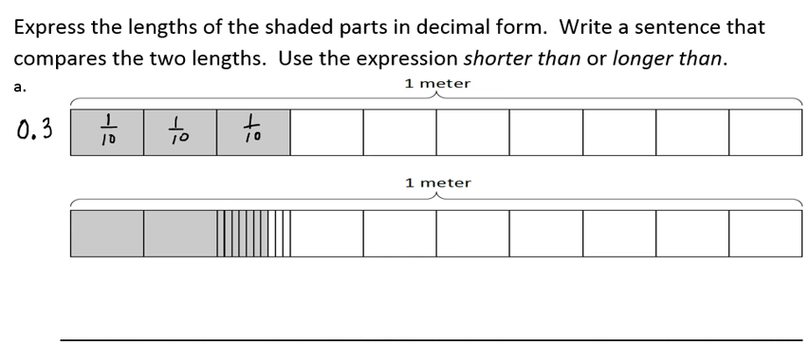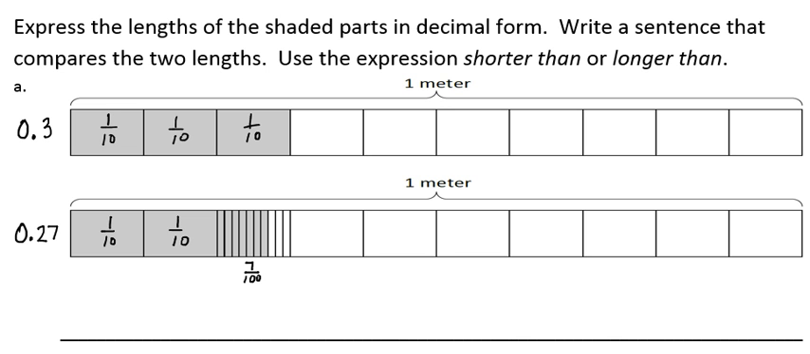In the second tape diagram, I have 1/10, another tenth, and then the next tenth has been divided into hundredths. Of those hundredths, 7 have been shaded in. So as a decimal, we would say that we have 2/10 and 7/100.